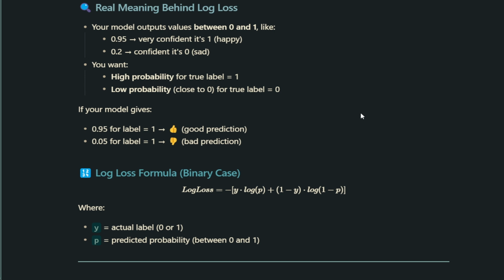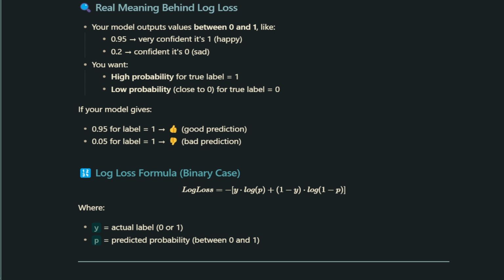The formula looks like this. Log loss is equal to minus y into log p plus 1 minus y into log 1 minus p. Here, y is the actual label 0 or 1, p is the predicted probability between 0 and 1. The key idea is log loss doesn't just care if the model is right or wrong, it also cares about how confident the model was in making that prediction. That's why it is the preferred error function for classification.